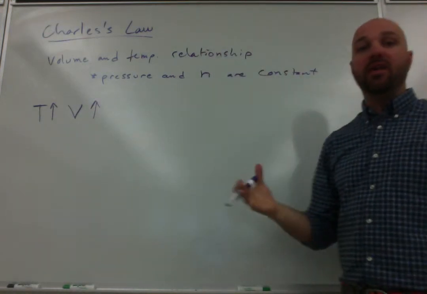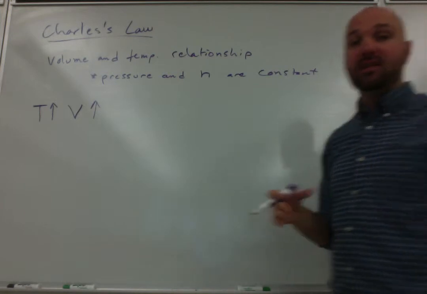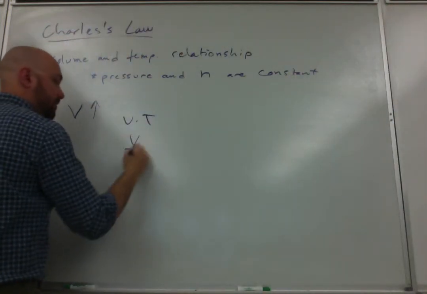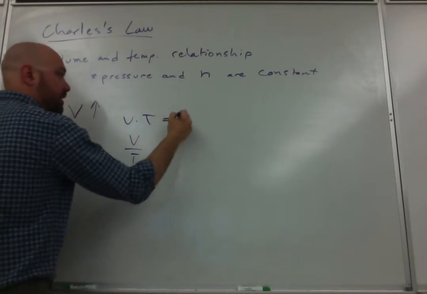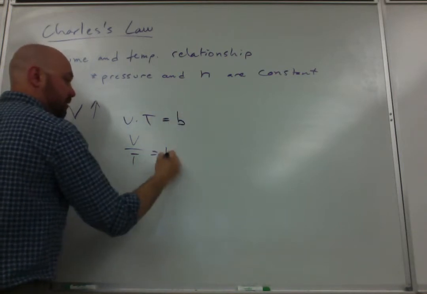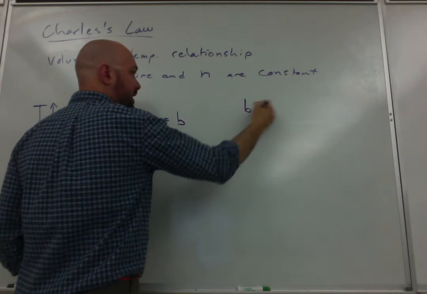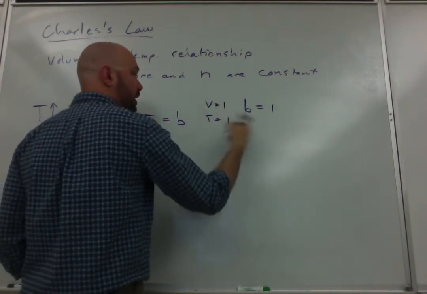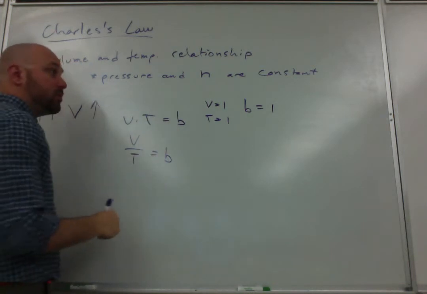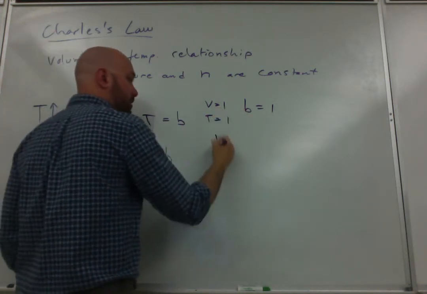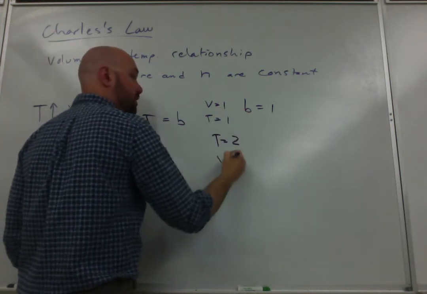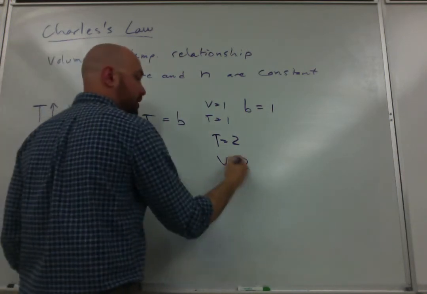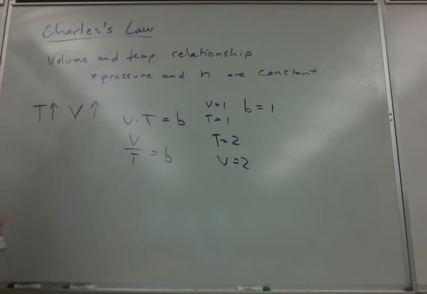Well, then how are they going to relate in terms of their constant? Well, it's either going to be volume times temperature or volume divided by temperature to equal some sort of constant, right? So if we have the constant equal to 1 and we have V and T at 1, then it's not going to matter which one we do. But if we make our change, so if we make temperature 2 and we've already decided that volume is going to go up if temperature goes up, if one doubles, the other doubles.